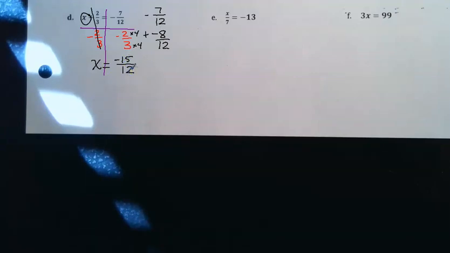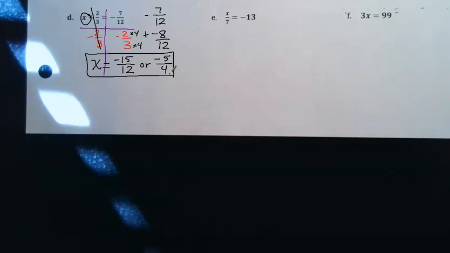15/12. And we should simplify this, right? Because 15 and 12 have common factors. So it'd stay negative. Divide both of them by 3. So we get negative 5/4. Okay, negative 5/4. Again, I don't care that it's improper at all, as long as it's simplified. But if you want to make it negative 1 1/4, that is okay.